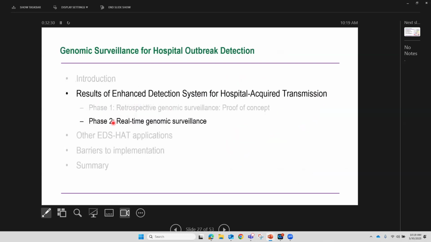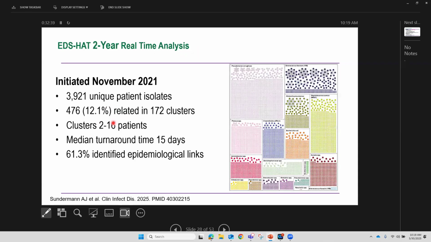Okay, so once we had these findings, we immediately moved to real-time surveillance. We didn't think we could do this with a lag time anymore. So I'm going to show you those results. This shows similar results. This figure's slightly changed, but same basic concept.